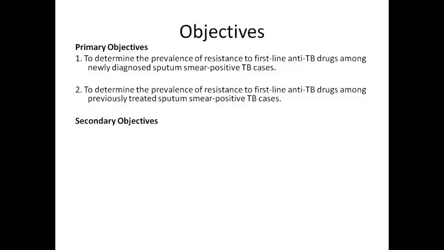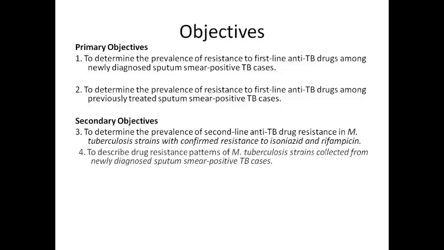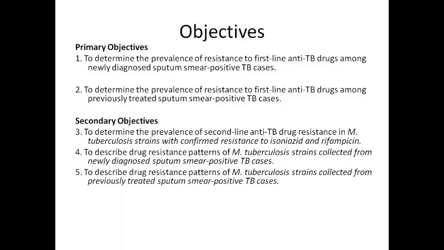The secondary objectives: to determine the prevalence of second-line anti-TB drug resistance in MTB strains with confirmed resistance to isoniazid and rifampicin. To describe drug resistance patterns of MTB strains collected from newly diagnosed sputum smear positive TB cases. To describe drug resistance patterns of MTB strains collected from previously treated sputum smear positive TB cases.